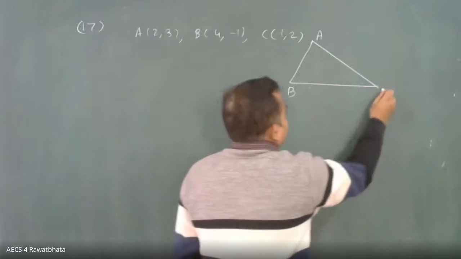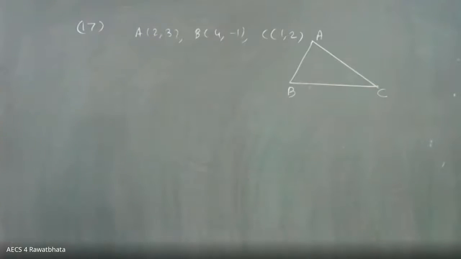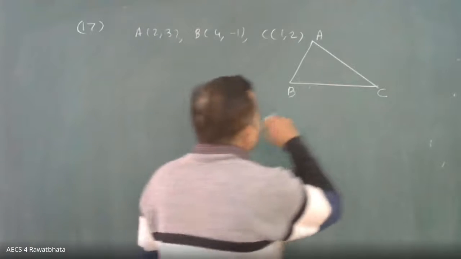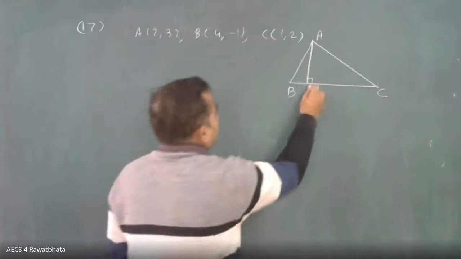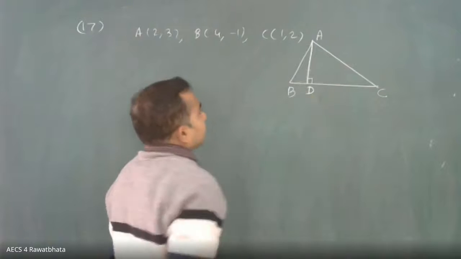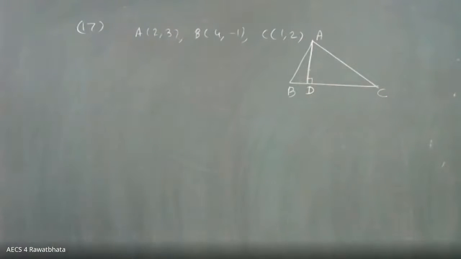Altitude. What is the meaning of altitude? Sir, the height of the triangle. Yes, height of the triangle, the perpendicular from A. Perpendicular from A we have drawn. This is its length and its equation we have to find. Any suggestion?